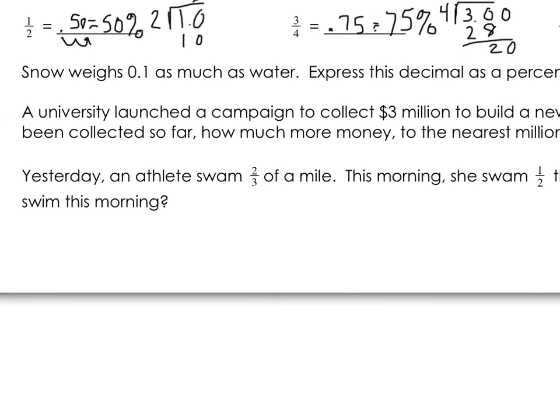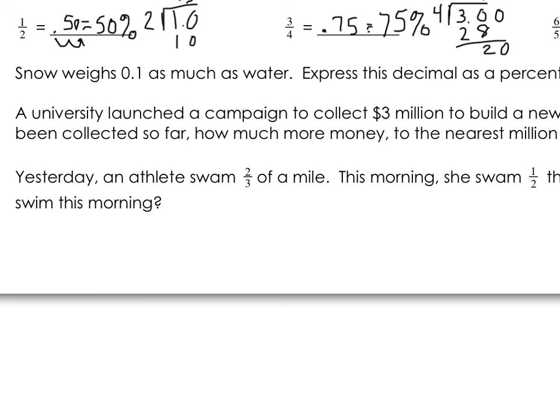So snow weighs 0.1 as much as water. Snow weighs 1/10 as much as water. Express this decimal as a percent. So we take our decimal, we want to make it a percent, so we have to move the decimal place 2 places to the right. That gives us 10, and we add the percent. So it's 10%. Snow weighs 10% as much as water.